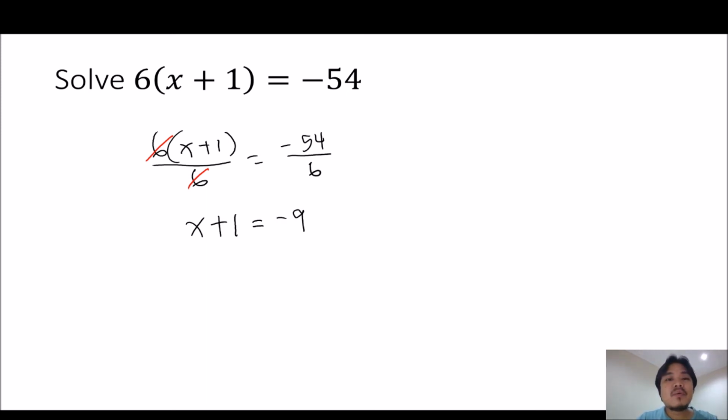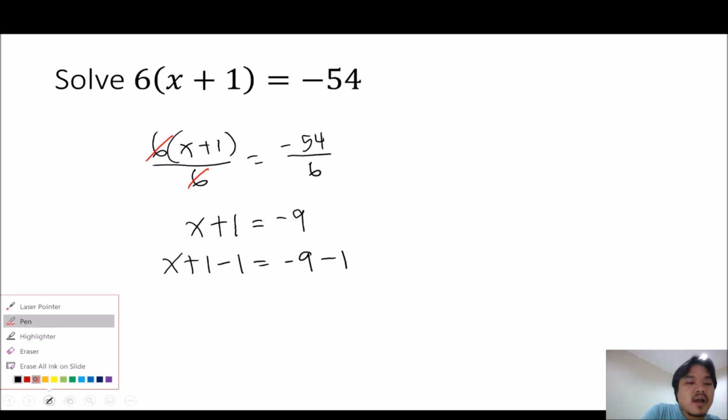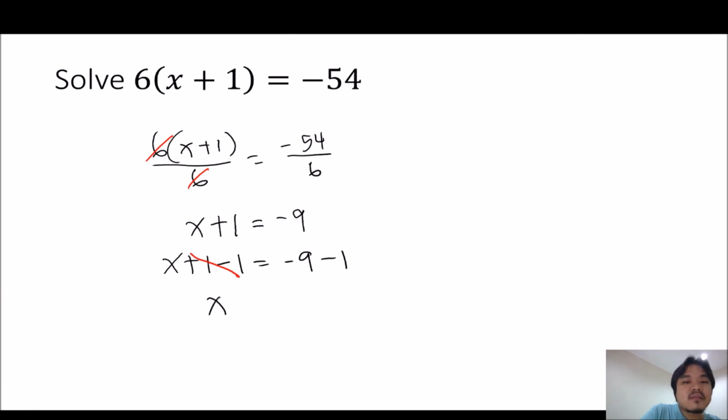Okay. So we're going to undo the group x plus 1. To undo it, we will subtract both sides of the equation by 1. So 1 minus 1 is 0, so cancel it out. What is left behind is only x. Then negative 9 minus 1, they are both negative, so we're going to add them and then copy the common sign. So 9 plus 1 is 10. The common sign is negative. So x equals to negative 10 is the solution.